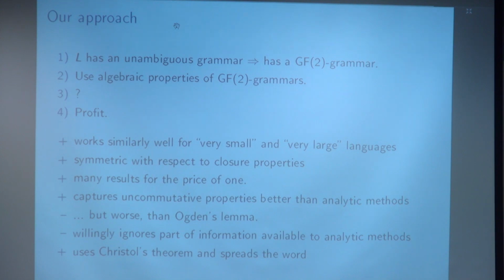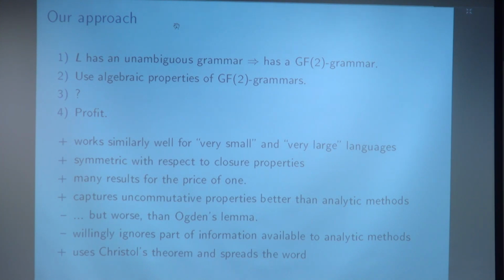And our approach is just some kind of application of GF2 grammars to prove results for unambiguous grammars. It uses properties of GF2 grammars, because every unambiguous grammar is both an ordinary grammar and a GF2 grammar, because the number of parse trees is both at least 0 or more than 0 and odd. It proves itself better than both of the previous methods for some class of languages. So how does it work? It also works very well for small languages.